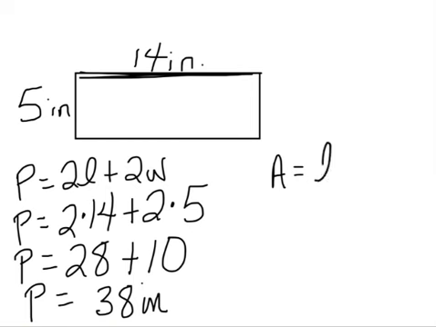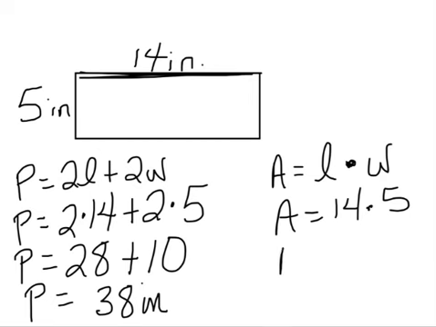Area of a rectangle is the length times the width. So my area is equal to 14 times 5, and you can plug that into your calculator or you can work it out. And you see that 14 times 5 is 70. So my area is 70 inches squared. Okay, we may say square inches, or you can say inches squared. Okay, that's a rectangle. Now, look at the next one.